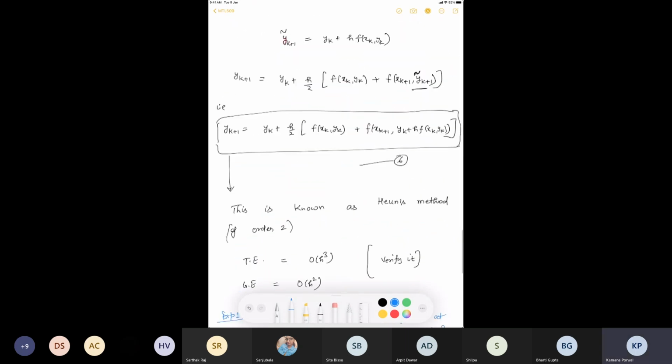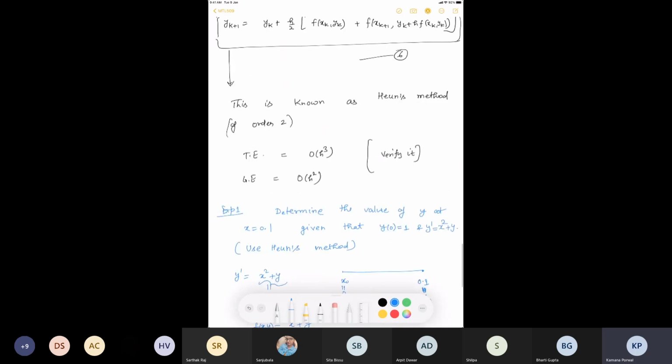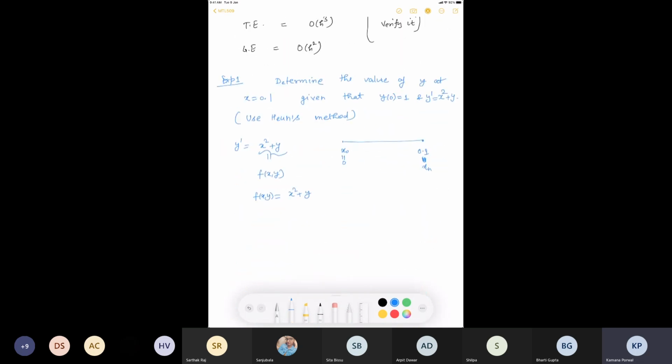So what we have to find? We have to find basically y at this node. So let's see what h we should take. Let me describe h also. So let's try to reach it in 2 steps. So this is x1 and this is going to be x2. So h is going to be 0.05.